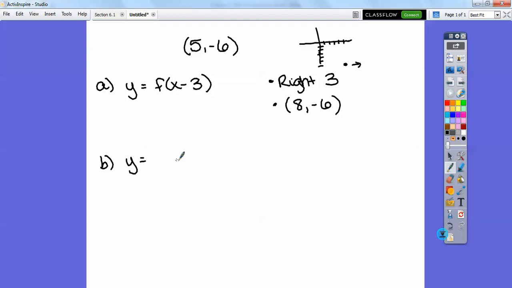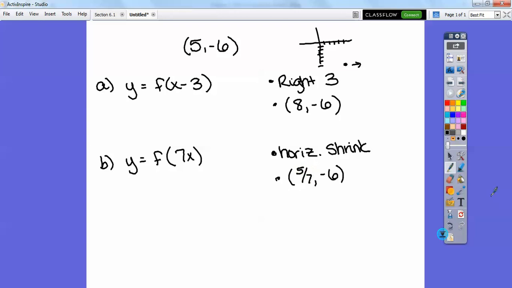If I said y equals f(7x), we know from yesterday that anything on the inside is a horizontal. So this would be a horizontal, and it does the opposite of what you think. So this would be actually a horizontal shrink. Check your notes if you're unsure about that. Your new point, we said inside changes x, so my y will stay the same. It does the opposite of what you think, so we would divide our x by 7. So 5 divided by 7 would just be 5/7.